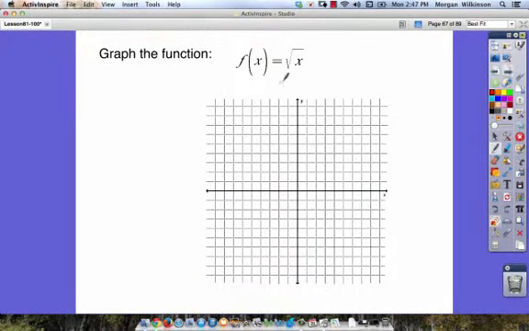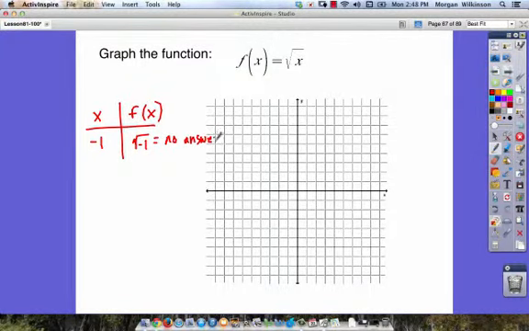Here we have a square root function. Let's say f of x is equal to the square root of x. So we're going to have our table, x and f of x. If we look at this one, let's make x -1. Square root of -1, well, we don't have a square root of -1, so there's no answer. Or we should say, there's no real answer.